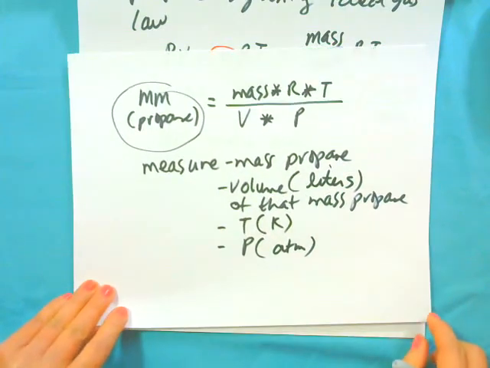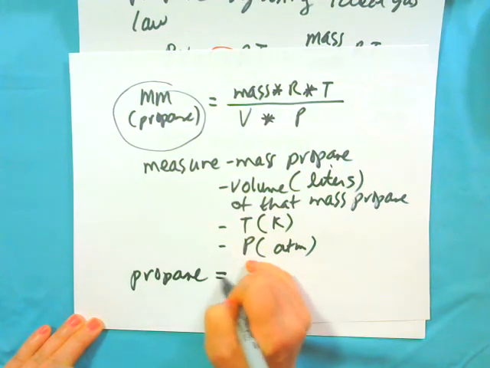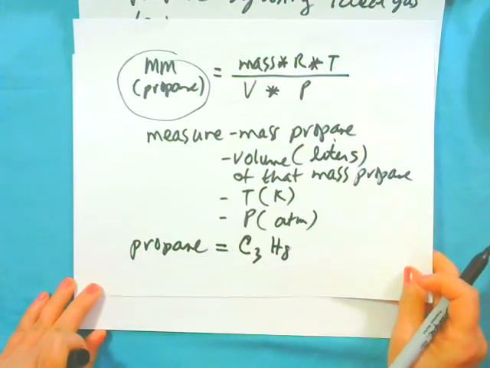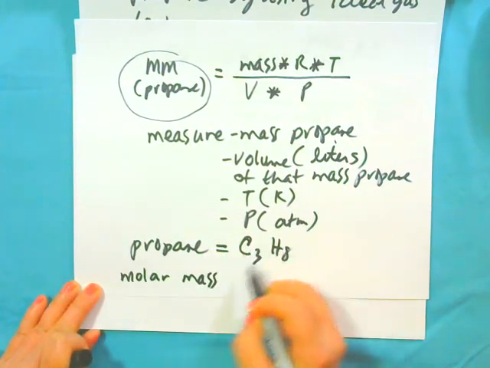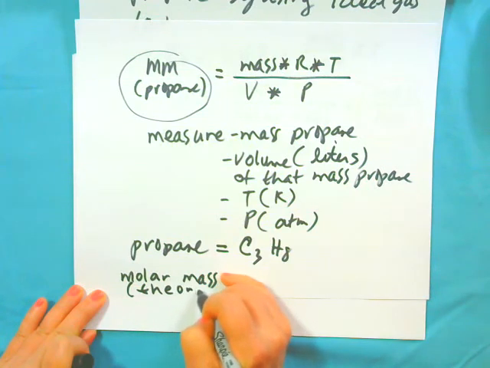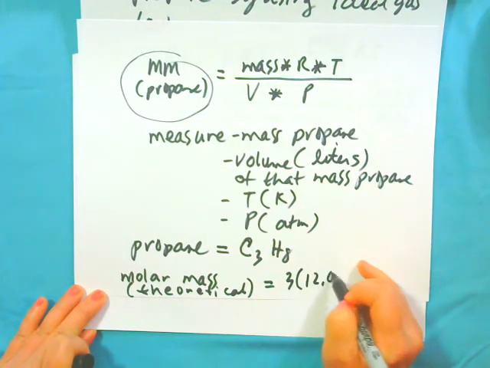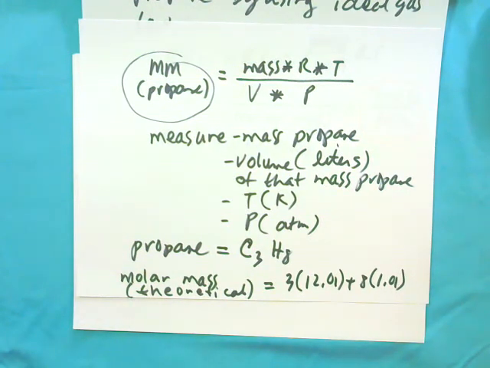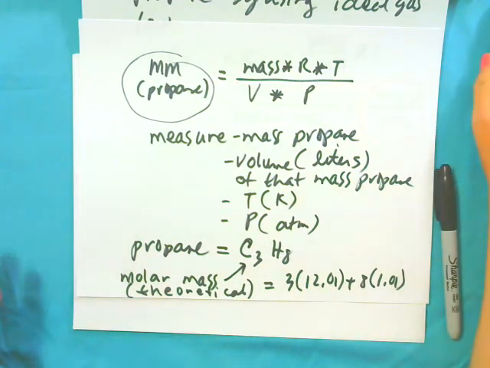Okay, now what is the molar mass of propane? Well, here's our molecular formula for propane. Propane is C3H8. You can use the normal rules for calculating molar mass. So the theoretical molar mass for propane is equal to 3 times 12.01 plus 8 times 1.01. That's just going to give you the theoretical molar mass of propane. Okay, so let's continue in a minute.